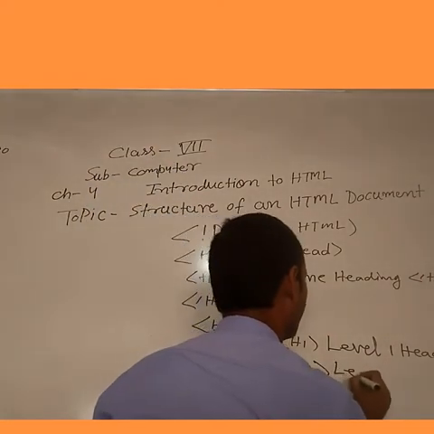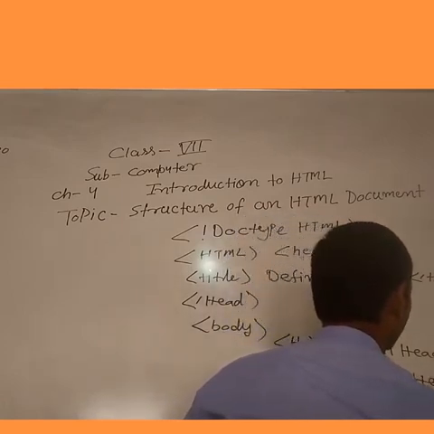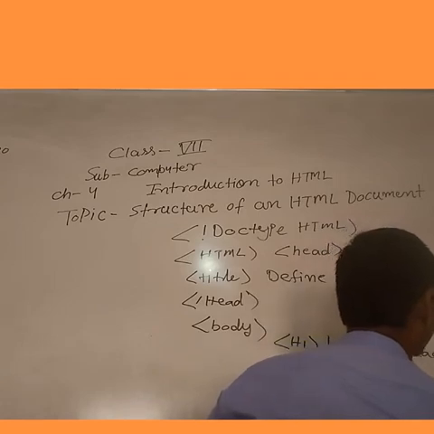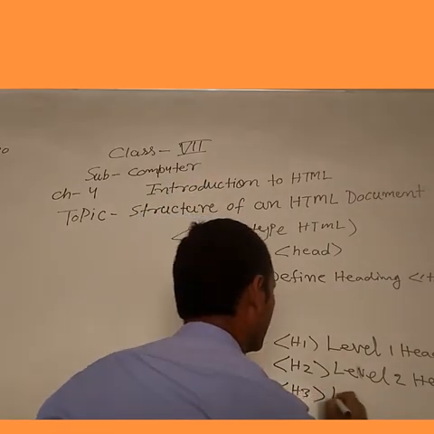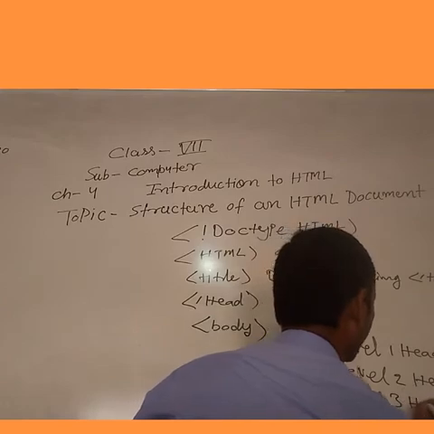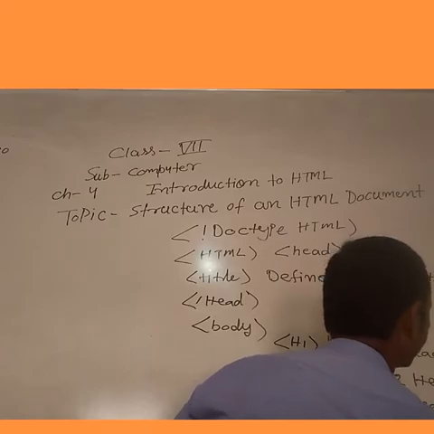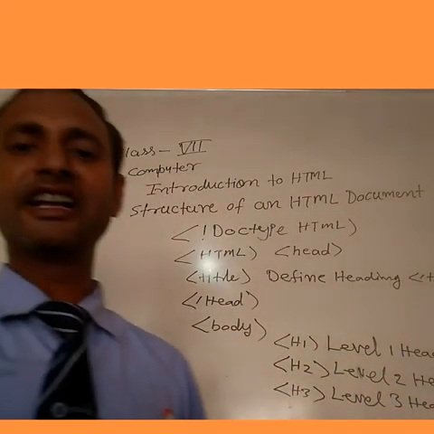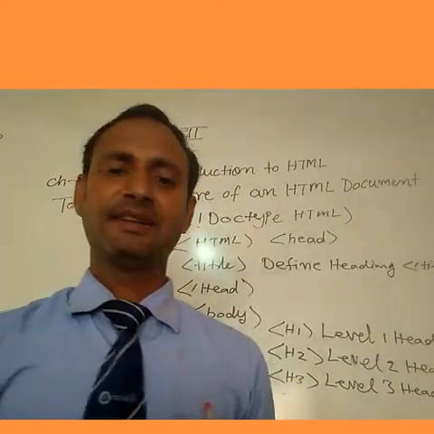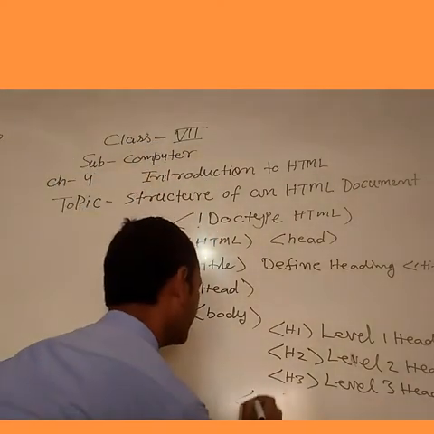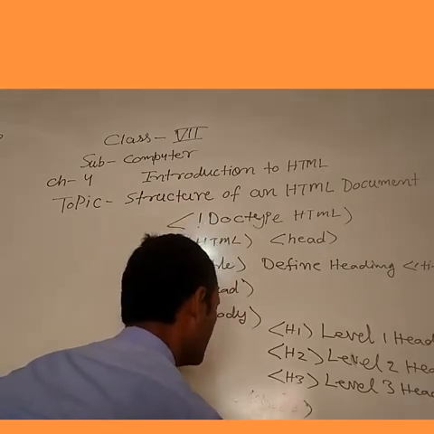H2, level 2 heading, close H2. H3, level 3 heading, and close H3. Similarly H4, H5 and H6, we use to define all the headings, and at the end close the body tag, and at the last close HTML.